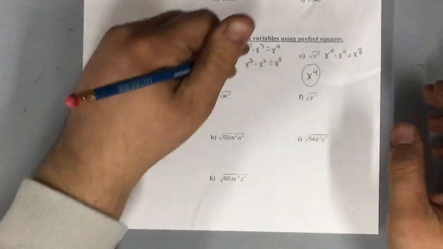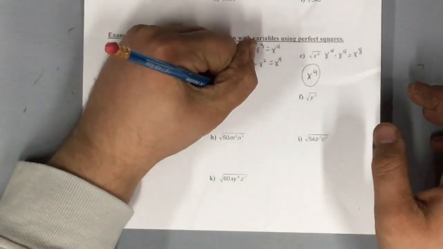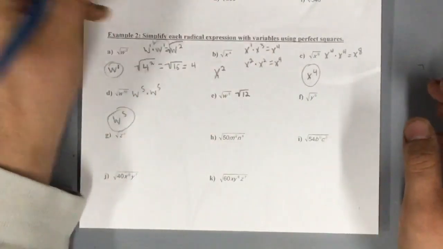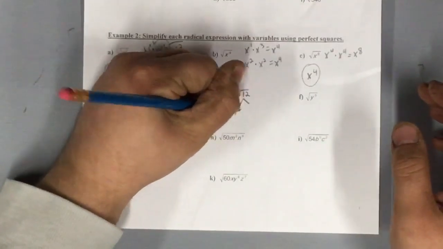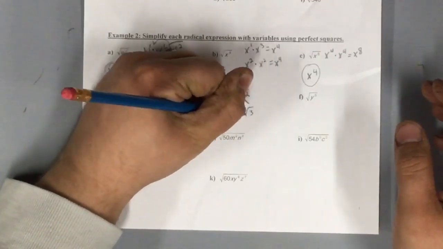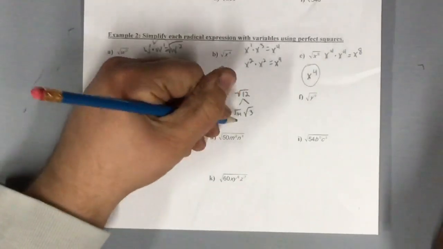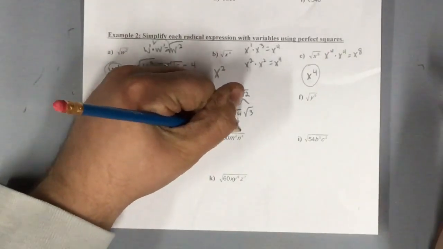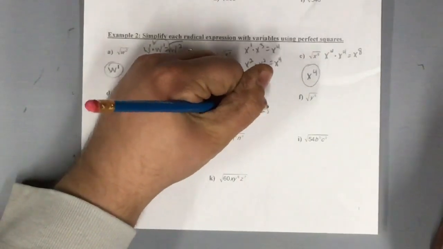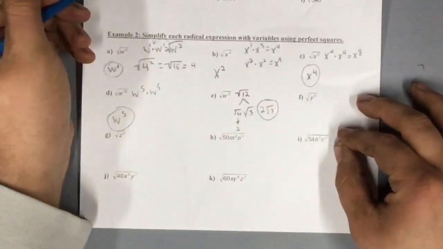A good way to think about this problem is if we go back to the first problem we solved, radical 12. I'm going to review this problem. I broke this down to radical 4 and radical 3. I couldn't do anything with the radical 3 because it's not a perfect square. It stayed in my final answer. 4 as a perfect square, there was 2, so my answer was 2 radical 3. This problem's going to do something similar.